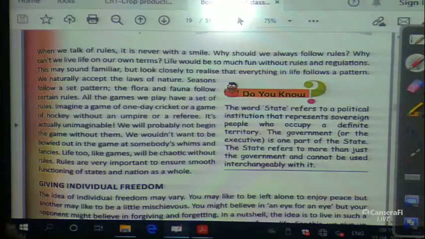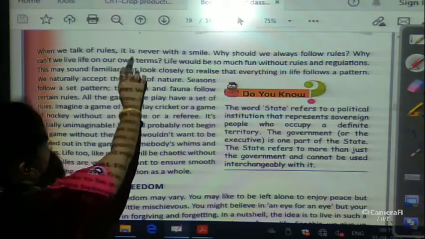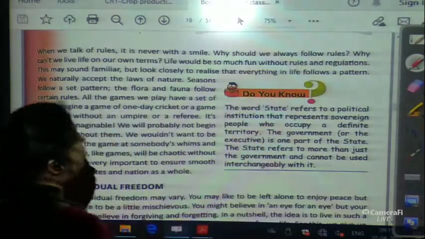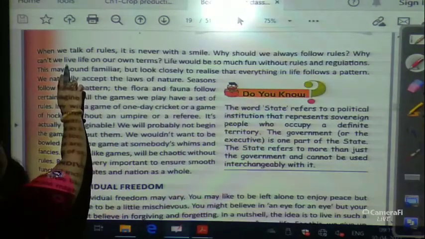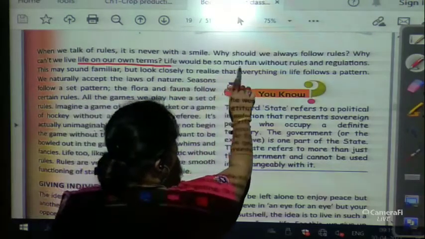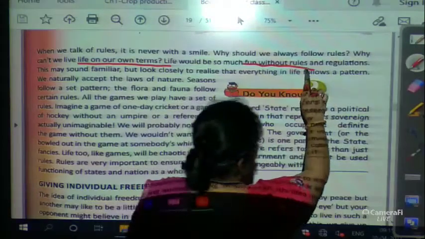Now when we talk of rules, it is never with a smile. Why should we always follow rules? Why cannot we live life on our own terms? Life would be so much fun without rules and regulations.